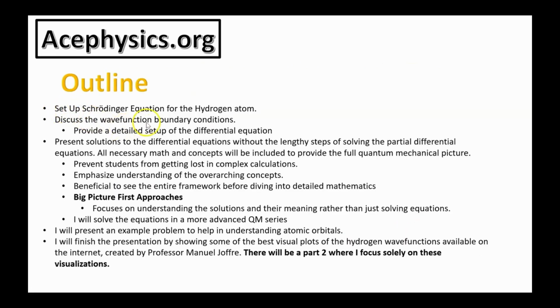To begin, I will set up the Schrödinger equation for the hydrogen atom. Next, I will discuss the wave function boundary conditions. I will present solutions to the differential equations without lengthy steps of solving the partial differential equations. All necessary math and concepts will be included to provide the full quantum mechanical picture. I just won't go through and solve the differential equations, at least not in this playlist.